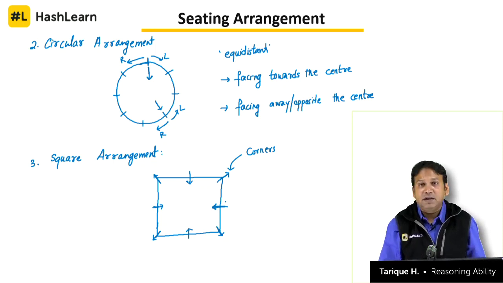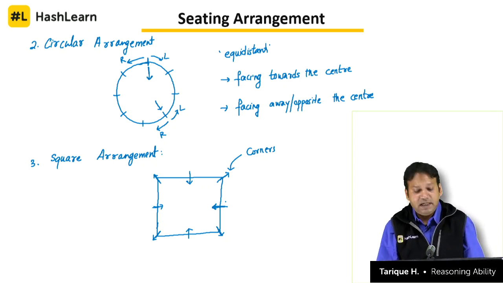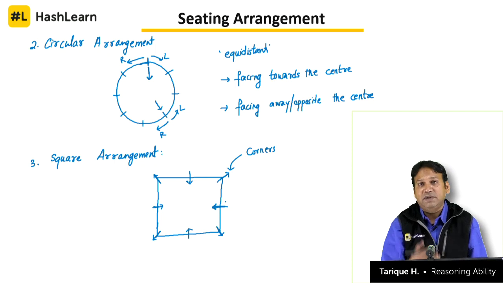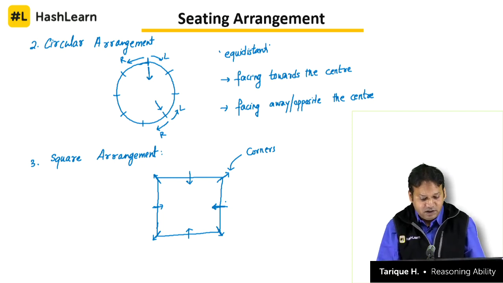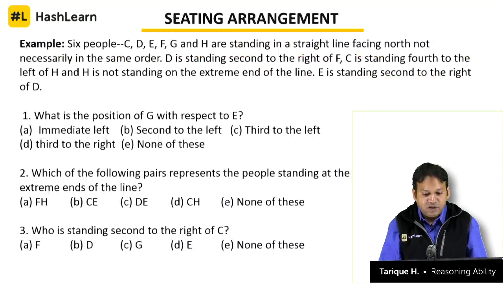In addition, except for the words like corners and sides, both circular seating arrangement and square seating arrangement are very similar in the way we solve them. Clear? These are the types of questions you will normally come across.